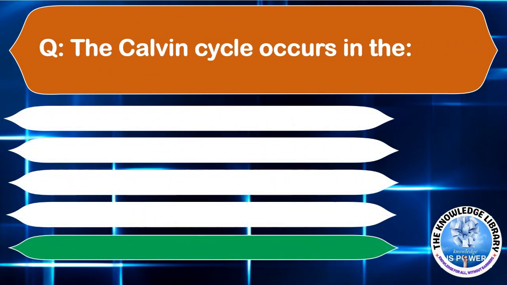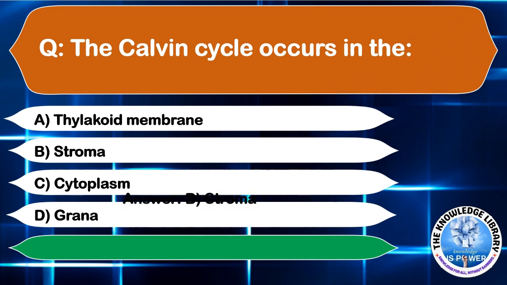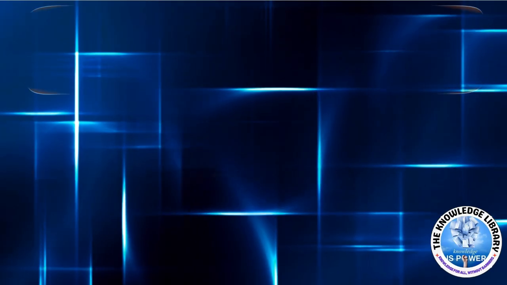The Calvin cycle occurs in the option A, thylakoid membrane. Option B, stroma. Option C, cytoplasm. Or option D, grana. The correct answer is option B, stroma. Moving to the next question.